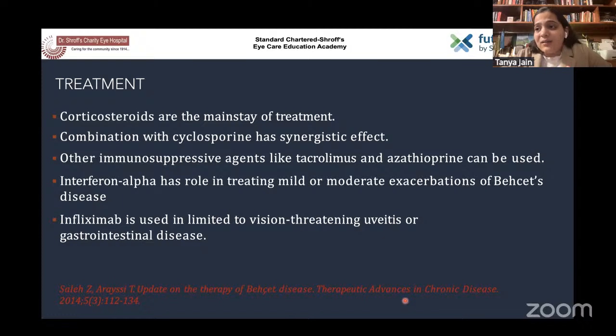Behçet's is a very, very difficult disease to treat, and a lot of recent studies have shown that there is a lot of TNF in the AC and the vitreous of these Behçet patients. So adalimumab is now kind of a drug of choice for these patients. However, if non-affording, cyclosporine, azathioprine, methotrexate are the other options. Again, infliximab also has a role in vision-threatening diseases. But adalimumab, if asked a question, is the drug of choice for treating these patients.